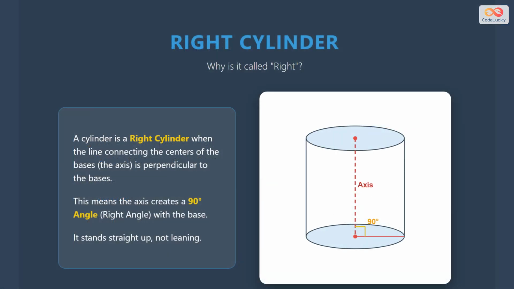Now, what makes a cylinder a right cylinder? The key is the axis. The axis is the line connecting the centers of the two bases. In a right cylinder, this axis is perpendicular to the bases, creating a perfect 90-degree angle. It stands straight up.